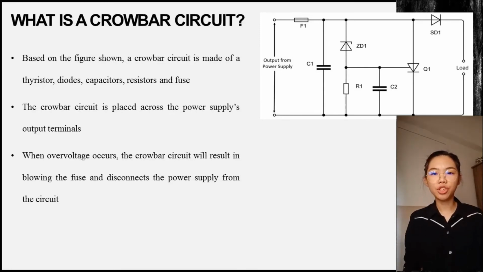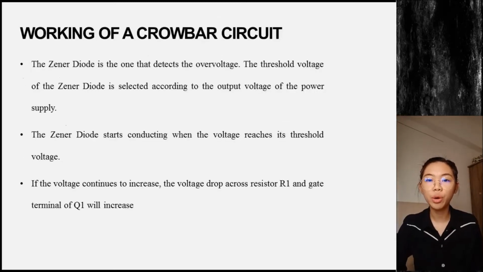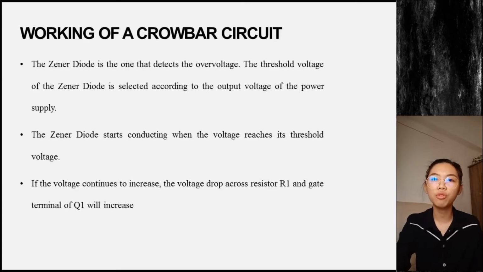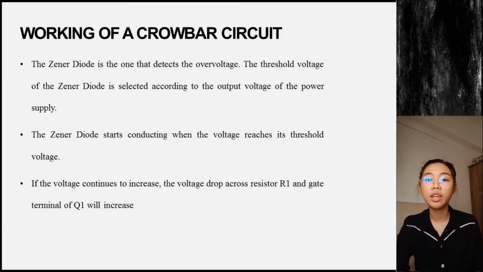When overvoltage occurs, the crowbar circuit will result in blowing the fuse and disconnecting the power supply from the circuit. Next, we'll be going through the working of a crowbar circuit. The Zener diode is the one that detects the overvoltage. The threshold voltage of the Zener diode is selected according to the output voltage of the power supply. It is usually set to 1 volt more than the supply's output voltage. The Zener diode starts conducting when the voltage reaches its threshold voltage.